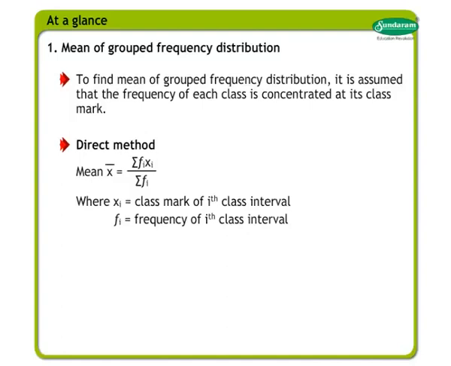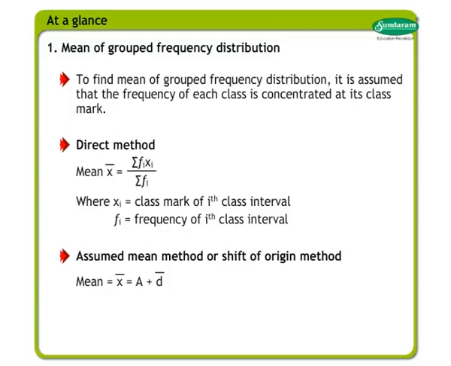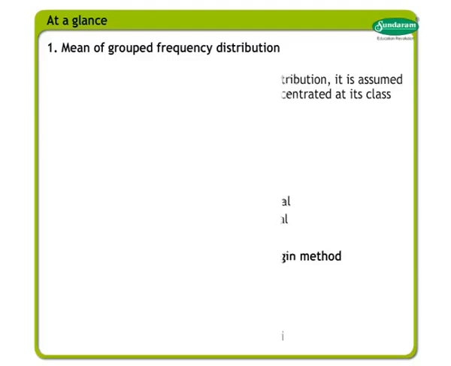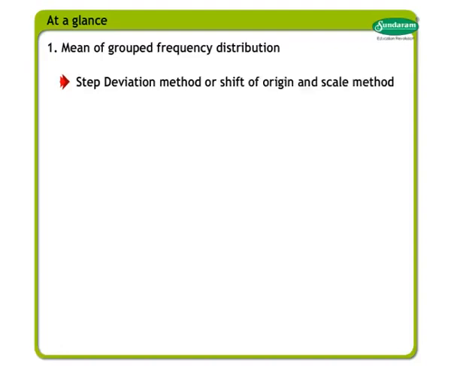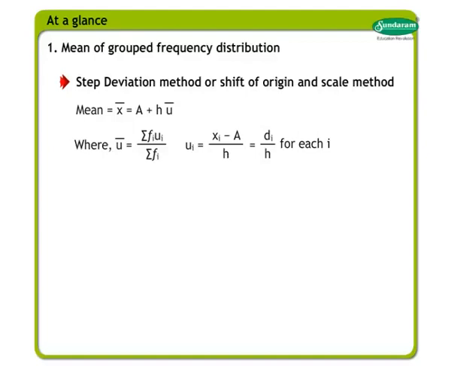Assumed mean method or shift of origin method. Mean x bar is equal to a plus d bar, where d bar is equal to summation of fi di upon summation of fi. a is equal to the assumed mean, di is equal to xi minus a for each i. Step deviation method or shift of origin and scale method. Mean x bar is equal to a plus h into u bar, where u bar is equal to summation of fi ui upon summation of fi. ui is equal to xi minus a upon h, which is di upon h, for each i. a is equal to the assumed mean. h is equal to the width of the class interval.